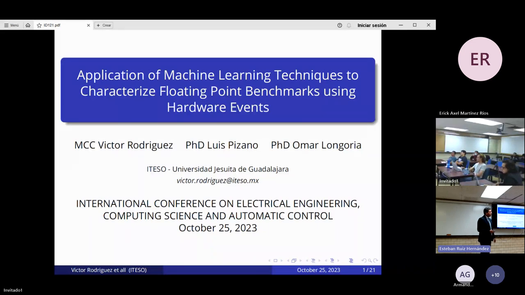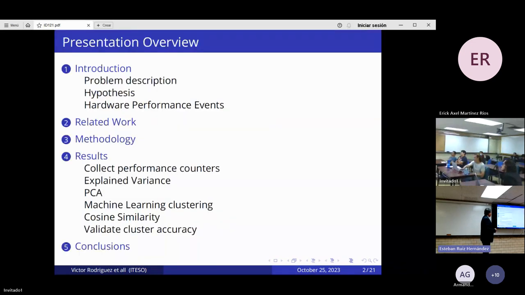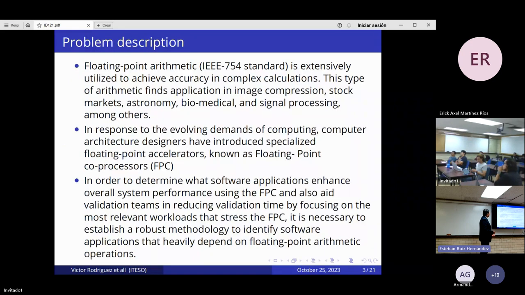My professors will be doing the PhD at Instituto Universidad Jesuita de Guadalajara. We are working on heterogeneous computing, and one of the first phases is to identify what kind of workloads could go into heterogeneous computing and into the coprocessors. So the first phase of our research is to identify, using machine learning, what kind of workloads could actually go into these coprocessors. This is the presentation overview: the problem description, the hypothesis, the hardware performance events, the related work, the methodology that we followed, the results and the conclusions.